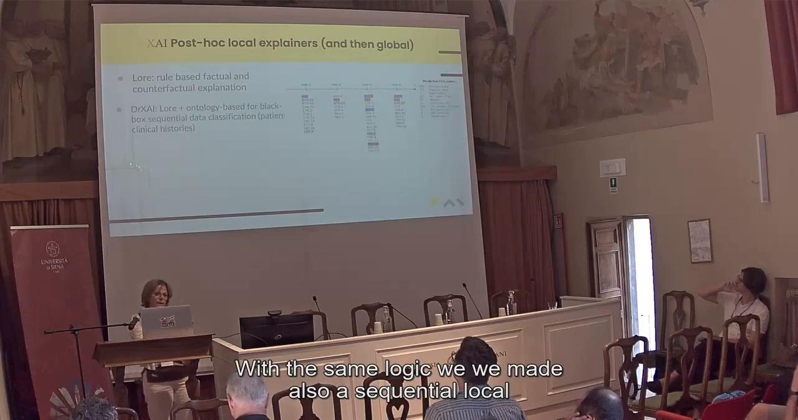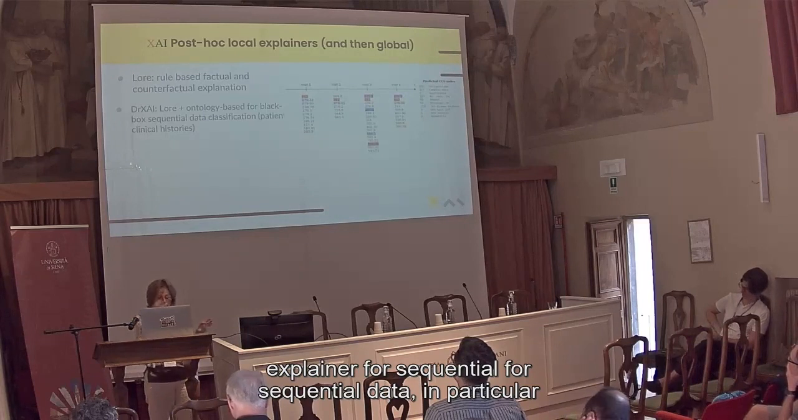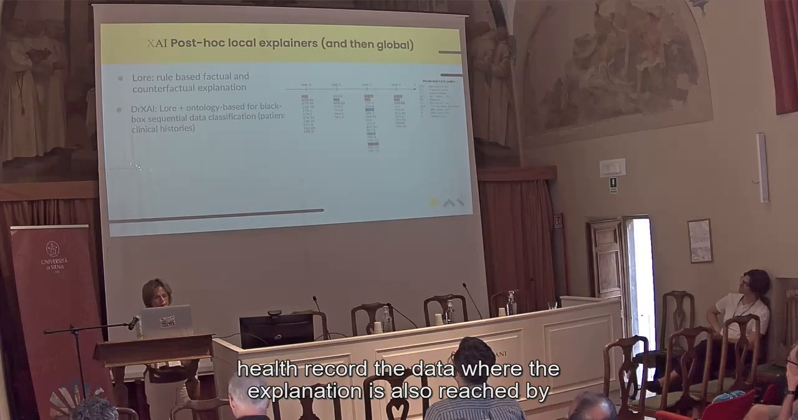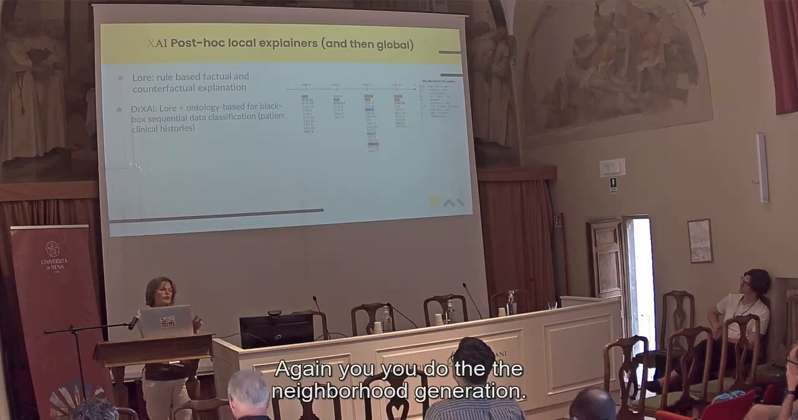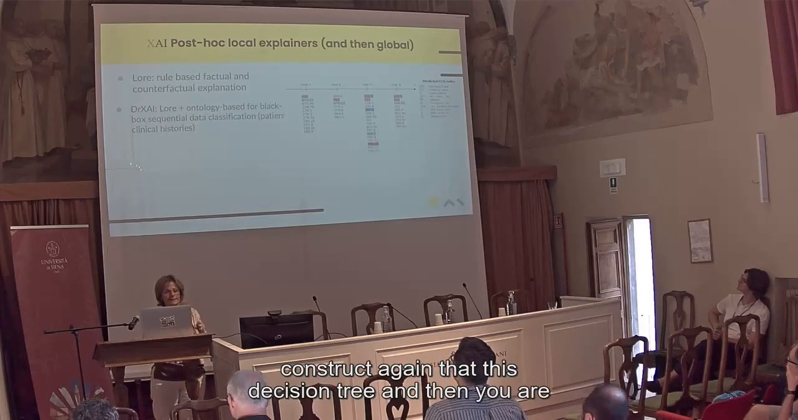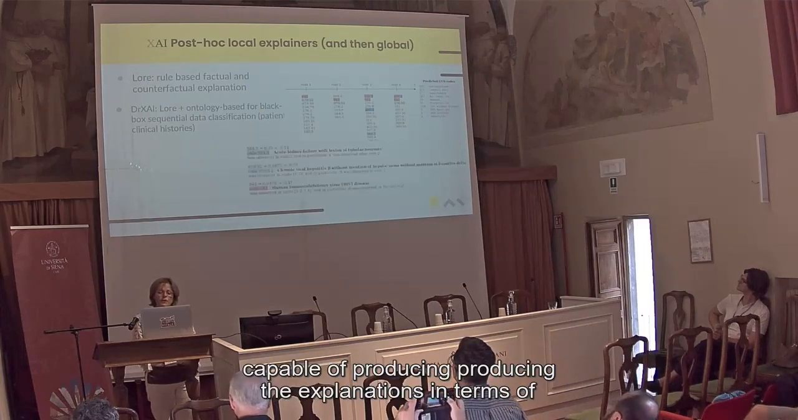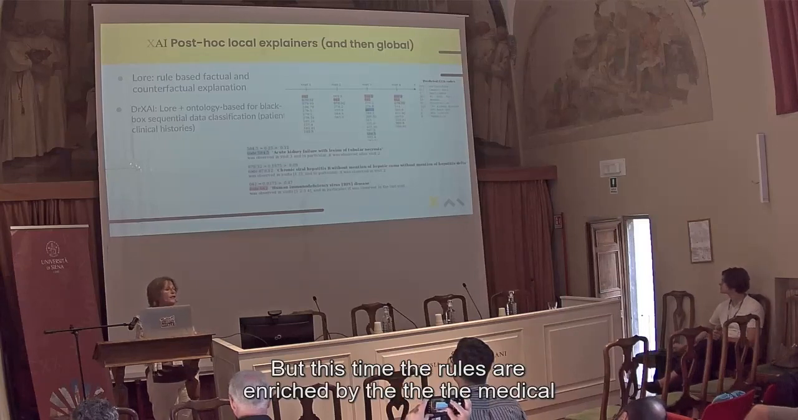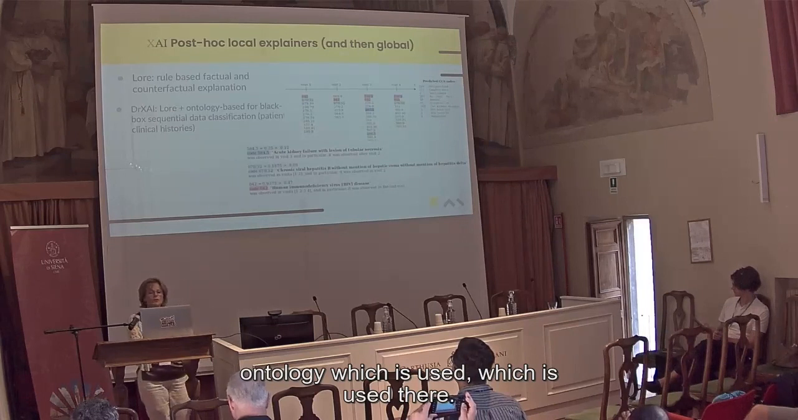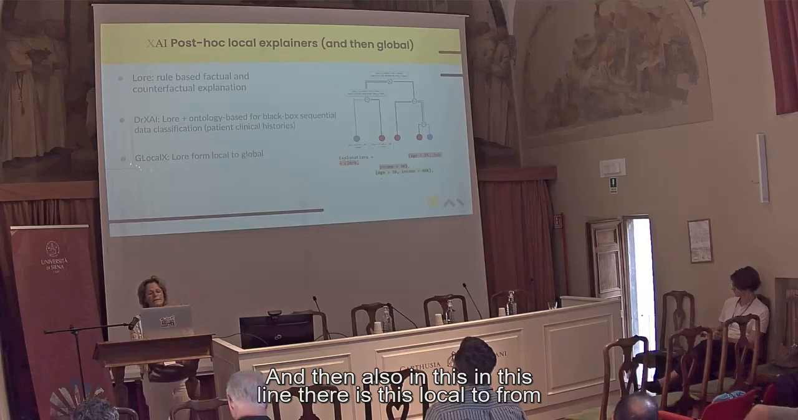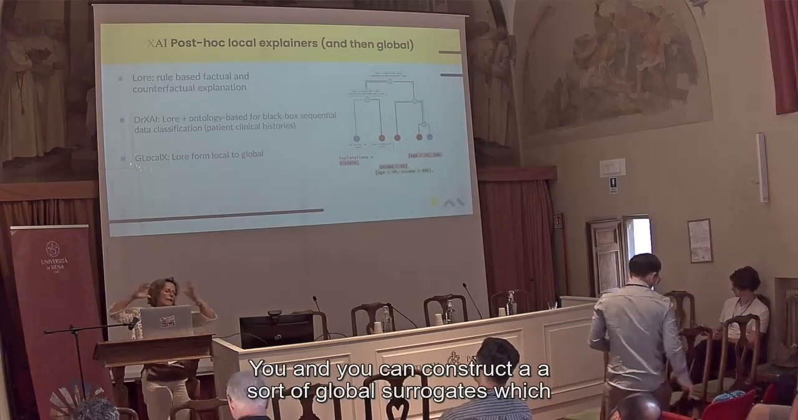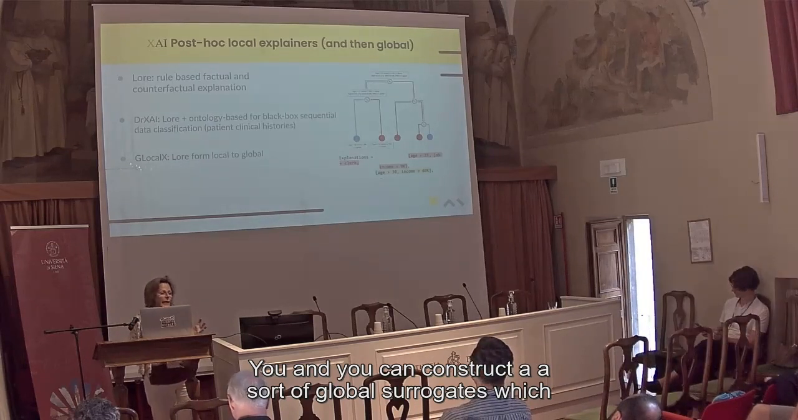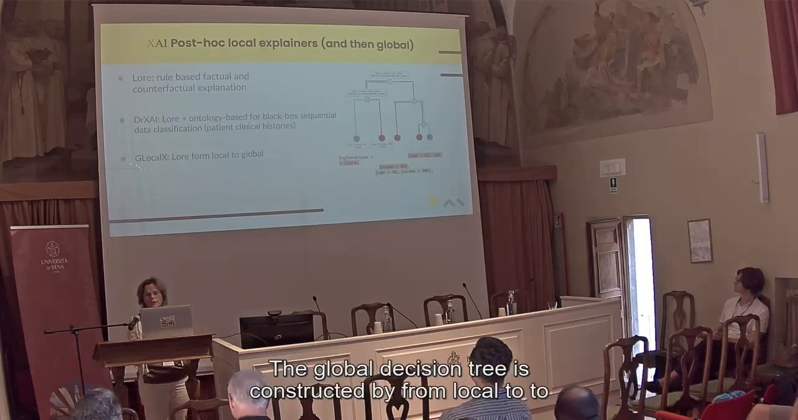With the same logic, we also made a local explainer for sequential data, in particular health record data, where the explanation is enriched by using an ontology. Again, you do the neighborhood generation, out of which you construct again a decision tree, and then you are capable of producing the explanations in terms of rules. But this time, the rules are enriched by the medical ontology. And also in this line, there is local to global. You have plenty of local explainers, and then you can combine them to construct a sort of global surrogate, which is a global decision tree constructed from local to global.